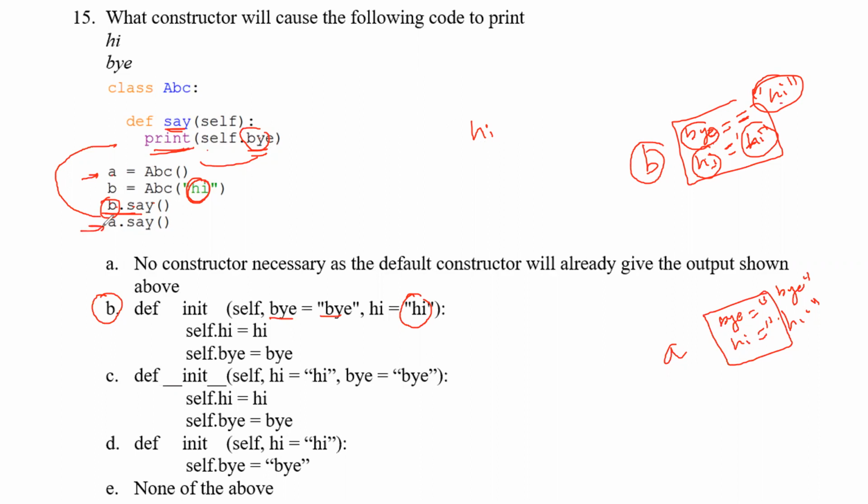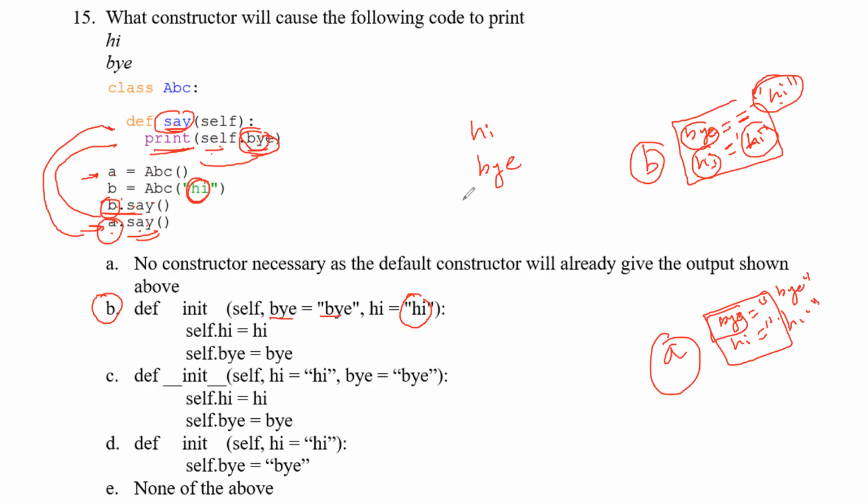What about a dot say high? Can anyone tell me what's going to happen now? So it's the same idea. Go to say. And now, what is self now? Is it B or A? Who's calling say now? A. So go to A and print what is inside by. What is inside by in A? By. So it's going to print by.